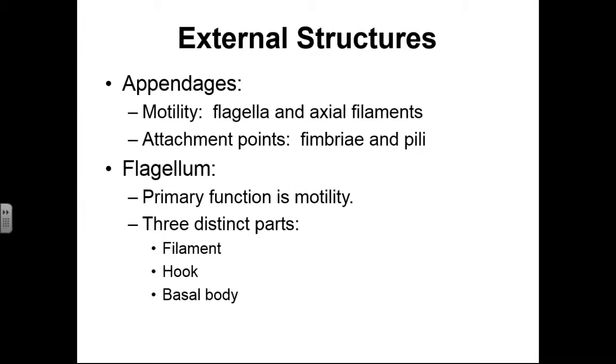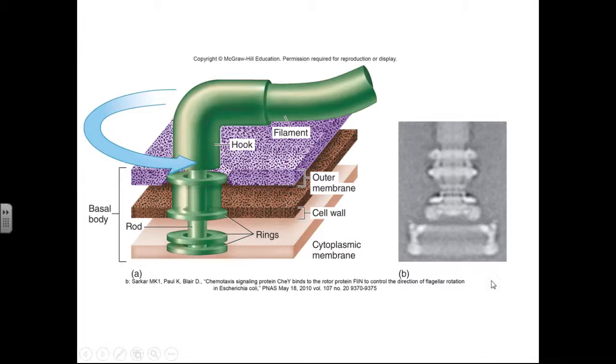Let's talk about the flagellum. The flagella is, as I've mentioned multiple times already, used for movement or motility. And there are going to be three distinct parts or sections of our flagellum: the filament, hook, and basal body. Our basal body is the part of the flagella that's embedded within the cell membrane and the cell wall. This contains the guts, the flagellar motor, so to speak.